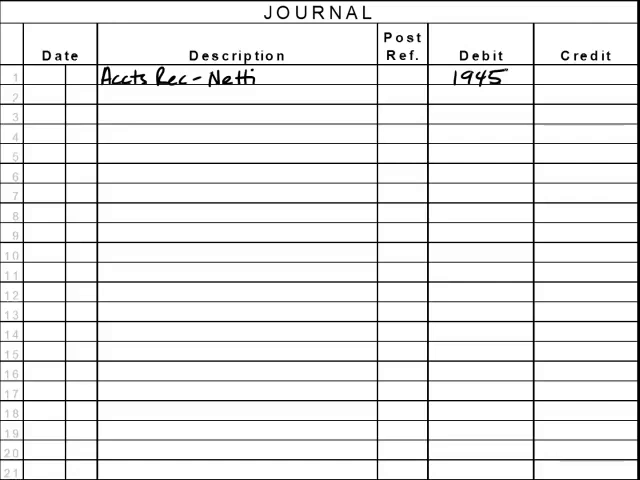Okay, our credit is going to be to what? For reversing allowance, because we're reversing the write-off back when we wrote it off. And that's $1,945. Okay, so this is the reinstatement, and this was June 6th.